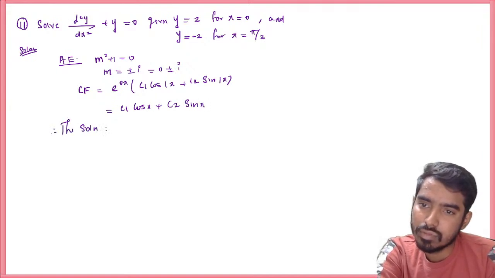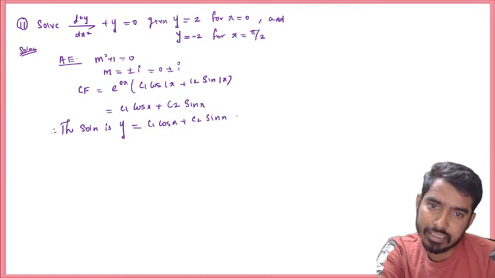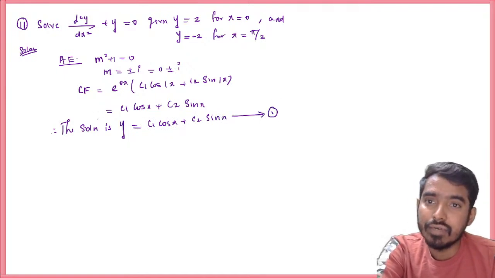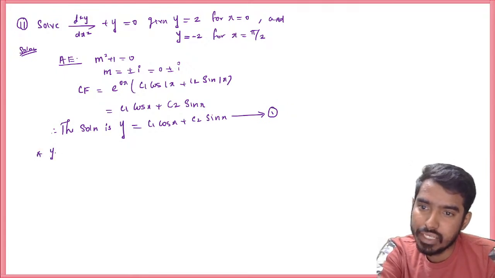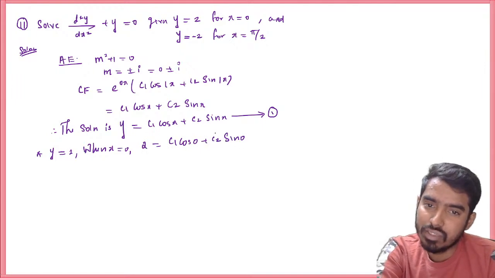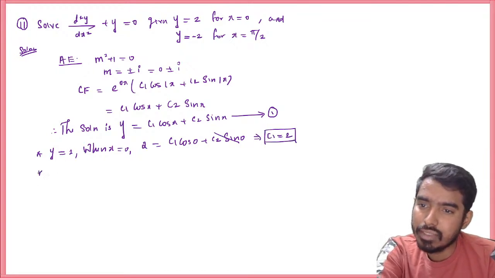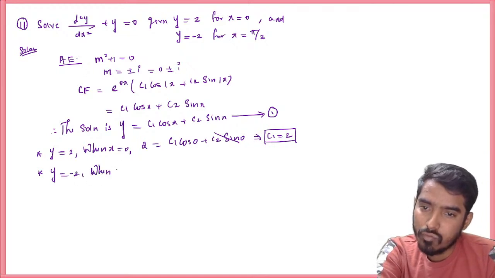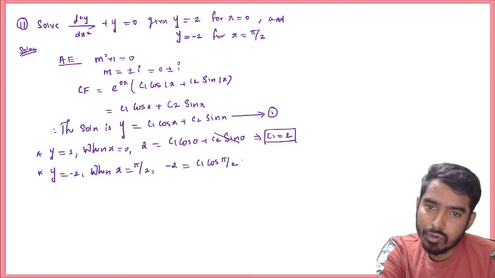Therefore, the solution is y is equal to C1 cos x plus C2 sin x, right? Now to find C1 and C2, it is given that y is 2 when x is 0. So C1 cos 0 plus C2 sin 0. Sin 0 is 0, cos 0 is 1. This implies the value of C1 is 2. And it is given that y is minus 2 when x is pi by 2. So cos pi by 2 is 0, sin pi by 2 is 1. We will have C2 equal to minus 2.